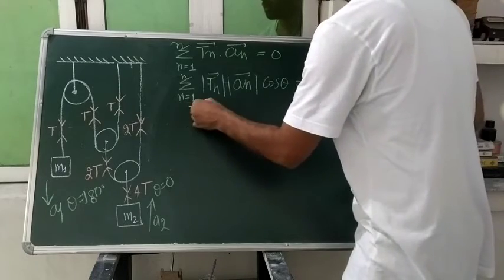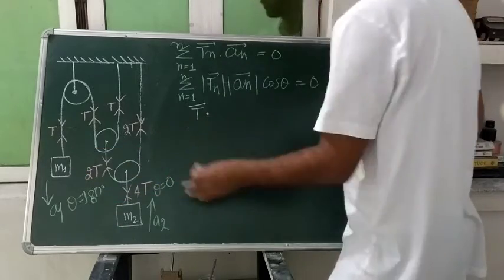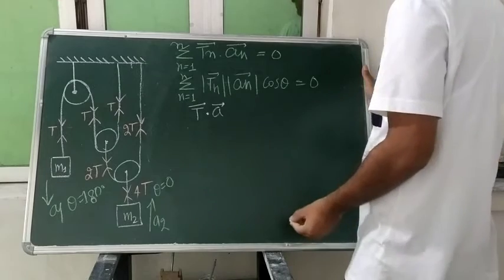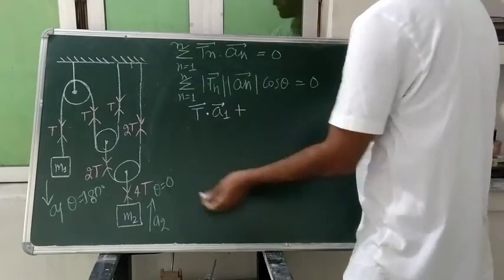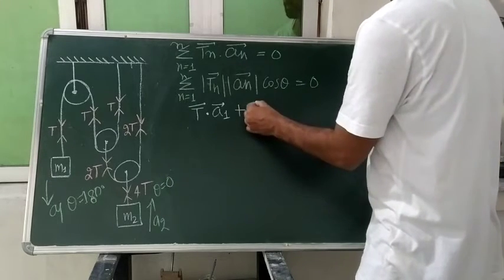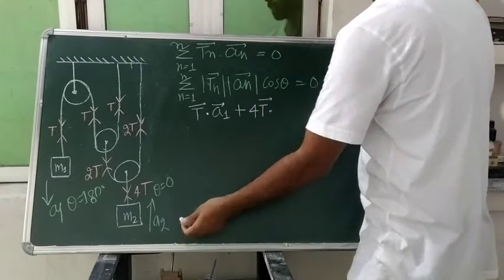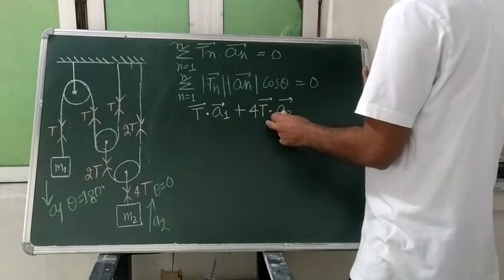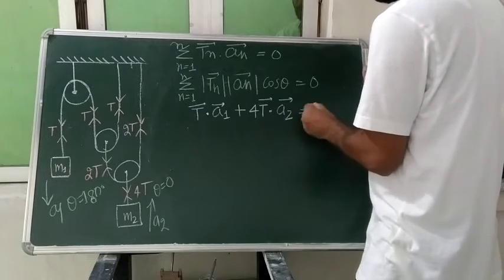It is the tension T which is acting. So this T vector dot the acceleration for block 1. We have assumed A1 in the downward direction, so T vector dot A1 vector, plus this for block 2. Which tension is acting for block 2? 4T vector. So 4T vector dot, what is the acceleration present here? That is A2. The dot product of 4T and A2, that should be equal to 0.